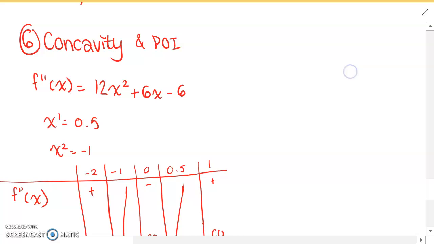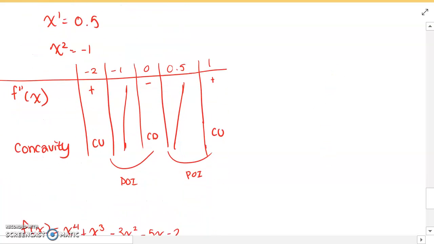So next is my concavity and my points of inflection. So I used the second derivative for this, and I solved by factoring basically to x1 and x2, which ended up being 0.5 and -1. So when I used my second derivative chart, I saw that before -1, the original function was concave up. In between -1 and 0.5, it was concave down, and after 0.5 it was concave up.